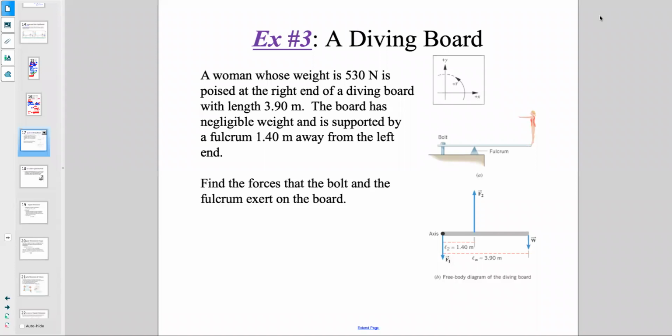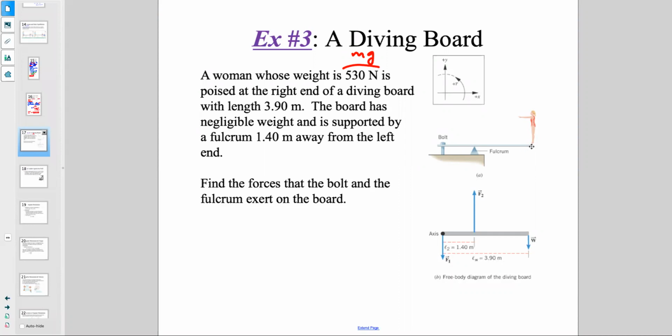Example number 3. A diving board. A woman whose weight is 530 newtons, so we know what the mg is, is posed at the right end of the diving board with a length of 3.9 meters. So the total length is 3.9 meters, as indicated right here.